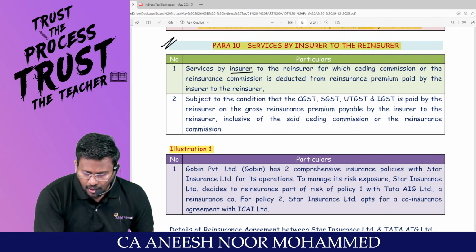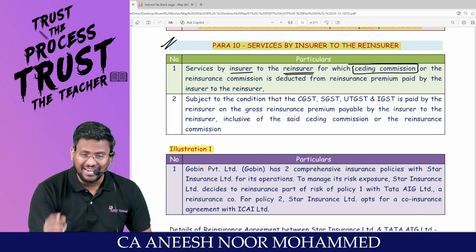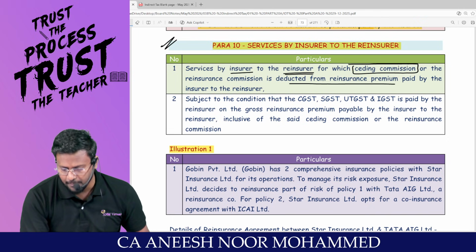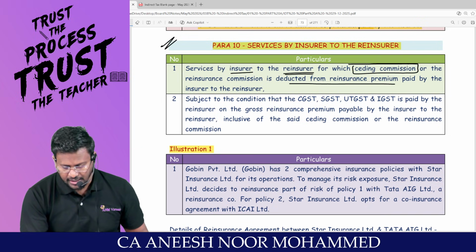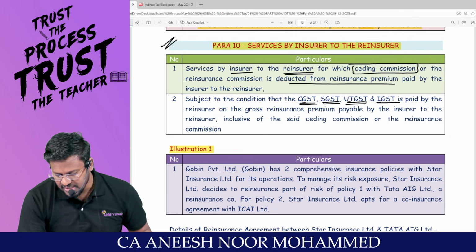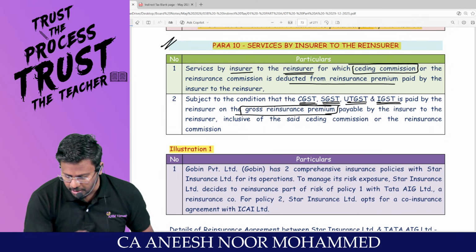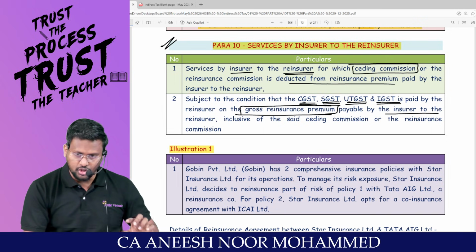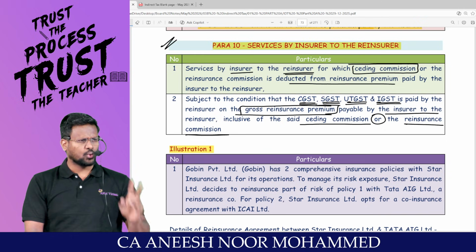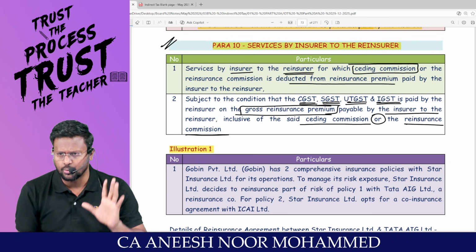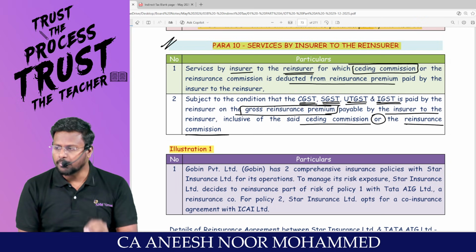Service by the insurer to the reinsurer for which ceding commission or the reinsurance commission is deducted from the reinsurance premium paid by the insurer to the reinsurer, subject to the condition that CGST, SGST, UTGST, IGST is paid by the reinsurer on the gross reinsurance premium payable by the insurer to the reinsurer inclusive of the said ceding commission or reinsurance commission. Two items have been added in Schedule 3. These two supplies will neither be treated as supply of goods nor as supply of services.